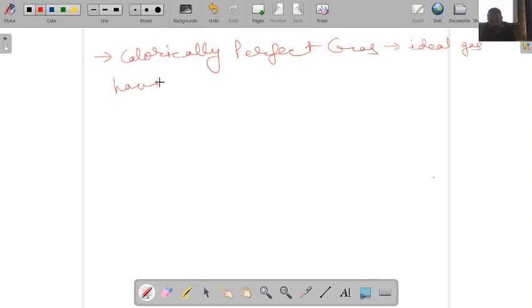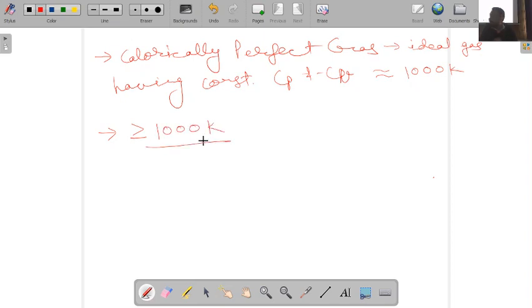what? Having constant Cp and Cv. So this is something which is valid up to a temperature of nearly 1000 Kelvin. Then we saw that if we go beyond 1000 Kelvin, then at temperature greater than or equal to 1000 Kelvin, we see that in the case of Cp and Cv, dependence on temperature comes.